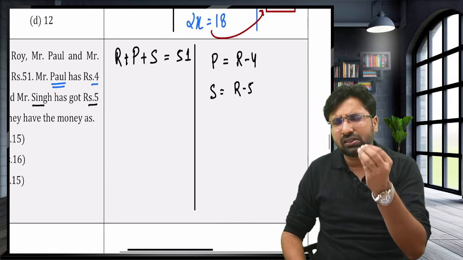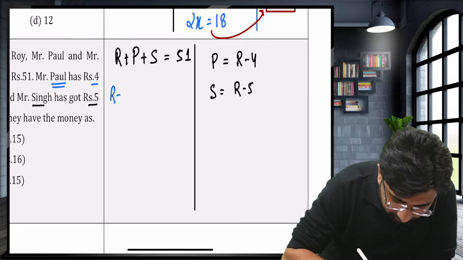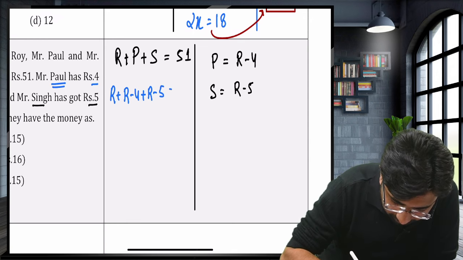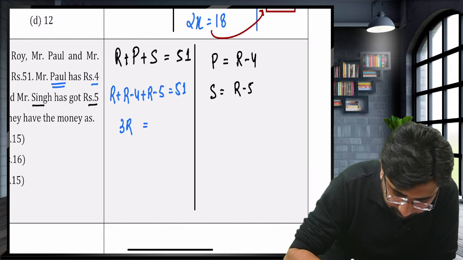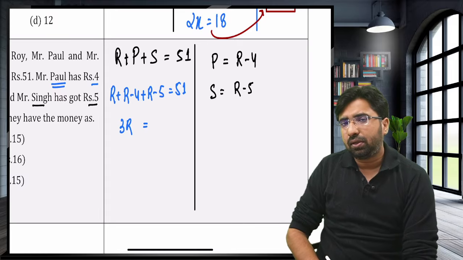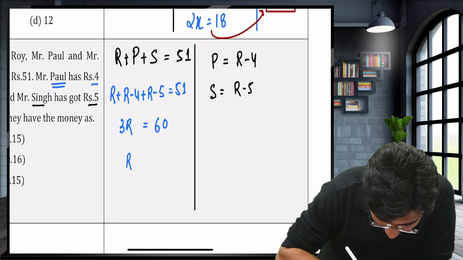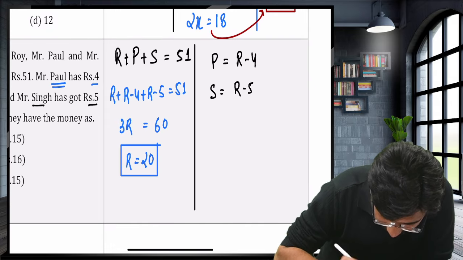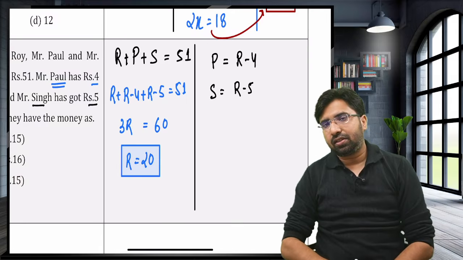Yes, you can go from option to question also. But guys, let's get the answer. What if they manipulate you in the options? Now, R plus P plus S, with P and S in terms of R, is equals to 51. R plus R plus R, 3R. Minus 5 minus 4, minus 9 will go there, plus 9, 60. Guys, R is equals to 20.